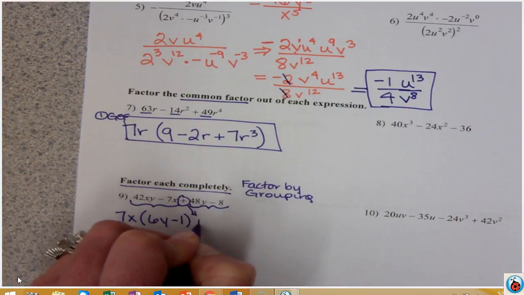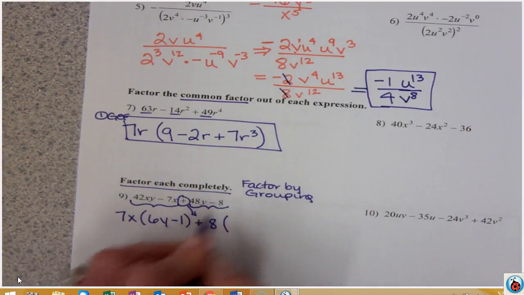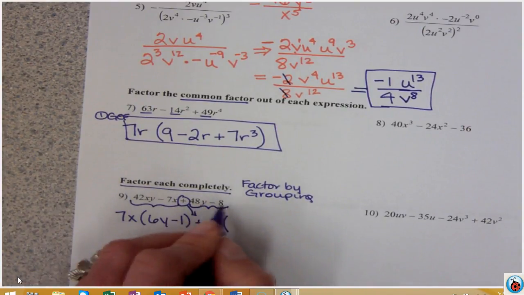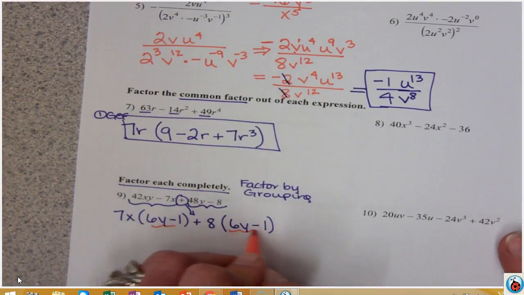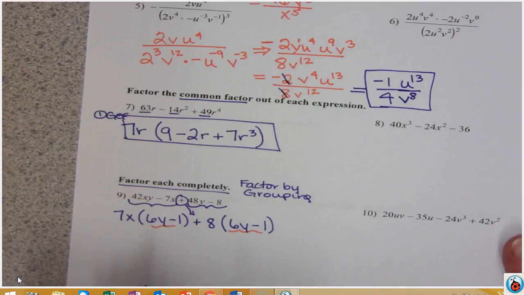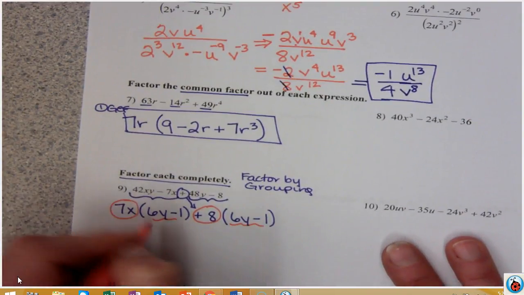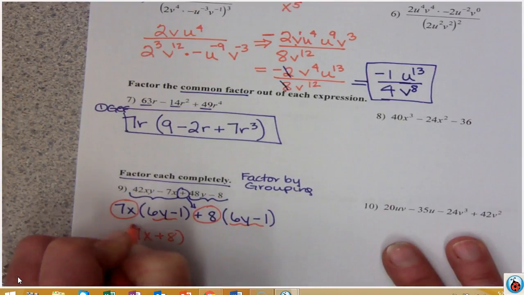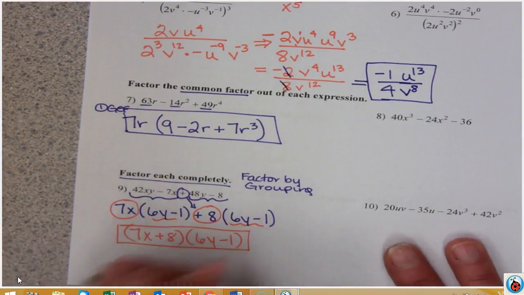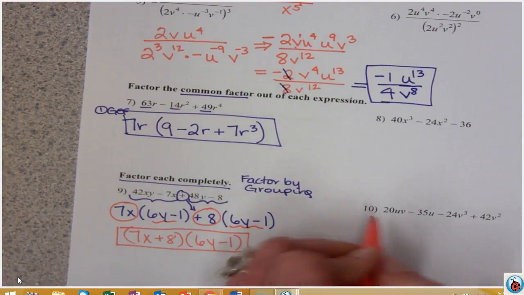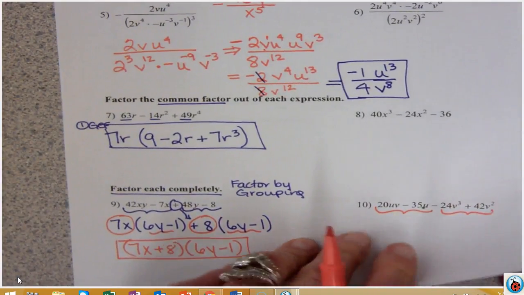I'm going to bring down my addition sign, factor out an 8. And I don't have variables that I can factor out because there's no common variables within both terms. And I'm left with the 6y minus 1. I must look: if these are the same, then I know I'm on the right track. But I'm not finished. I have to take these outside terms and combine them to get 7x plus 8 times 6y minus 1. This is my final answer. Okay? So you're going to do the same thing here. Alright, moving on.